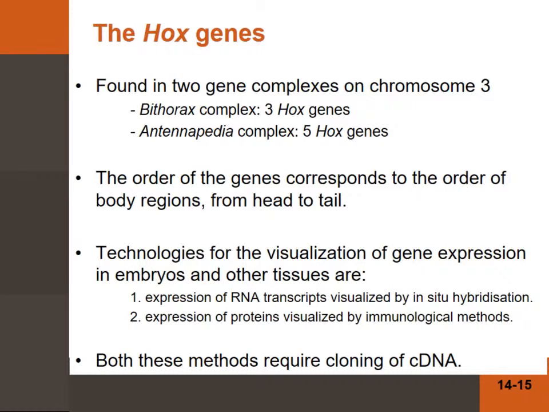So they found an intriguing feature of the Hox genes, and that was that they're clustered together in 2 gene complexes found on chromosome number 3. The one complex was called the bithorax complex, and it consisted of 3 Hox genes. The other complex was named the Antennapedia complex, and there are 5 Hox genes in this complex.